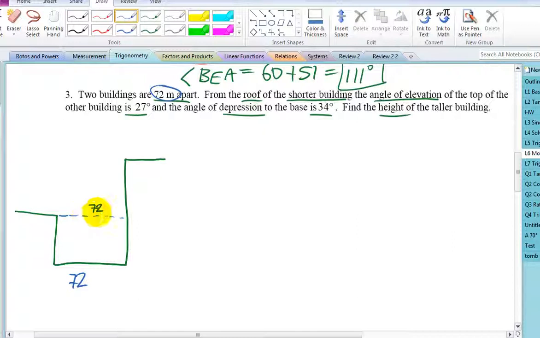So keeping that information intact, we're going to have the angle of elevation to the top of the other building is 27 degrees. The angle of depression, where does that one go? It goes from the horizon looking down. That's 34 degrees. Okay. So what we do is we have 2 separate triangles. We can find this distance x and that distance y. How will that help us find the height? Add them up. Okay. Find x, find y.